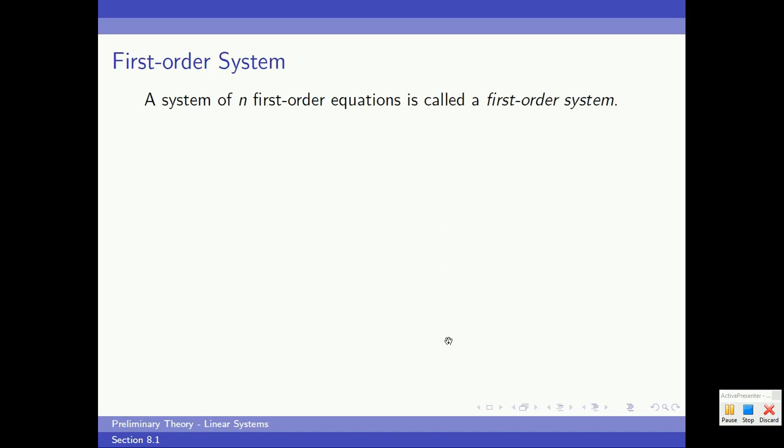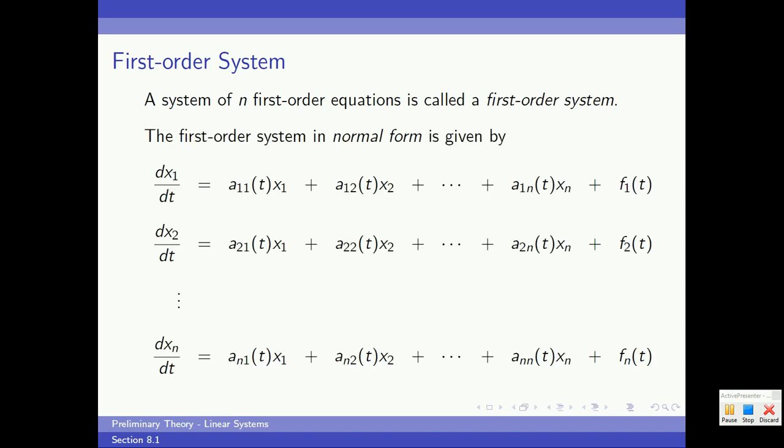A system of n first order equations is called a first order system. So basically you have n equations that are all of the first order. Remember, first order means that the highest derivative that you see is the first derivative. A first order system written in normal form looks like these equations. Here you have dx1, the change in x1, is related to some constant times x1, though this doesn't actually have to be constant, it can be a variable. Then it's related to x2 and xn plus some forcing function.